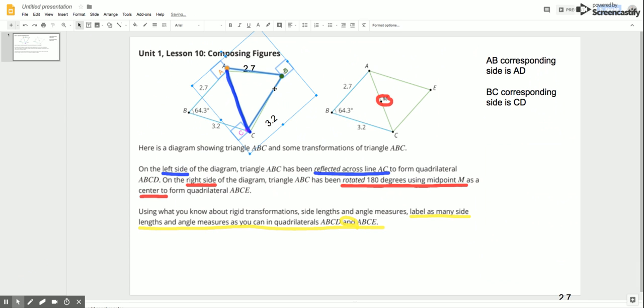Okay, I'm going to put that back. So now let's label our corresponding angles. We know that angle B is 64.3 degrees. So this means that angle B prime, or as they give it to us in the image, angle D, is also going to be 64.3 degrees. So we can label that as well.